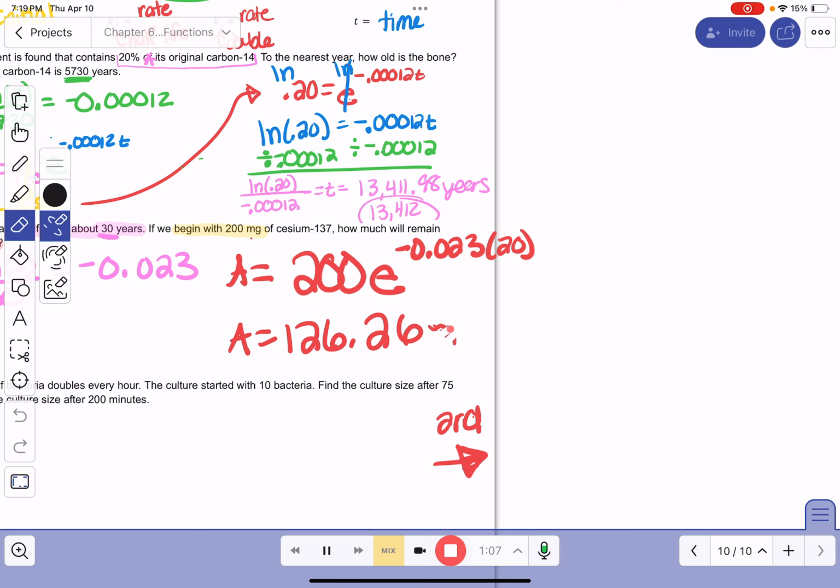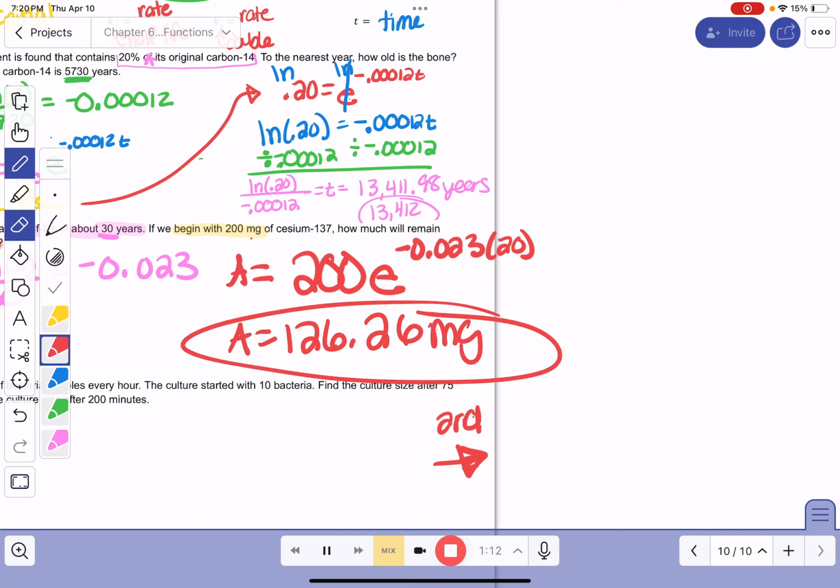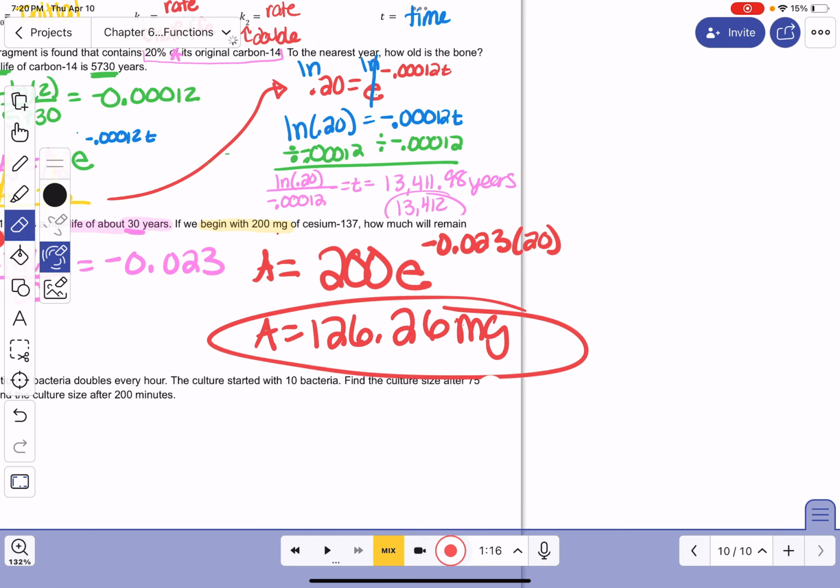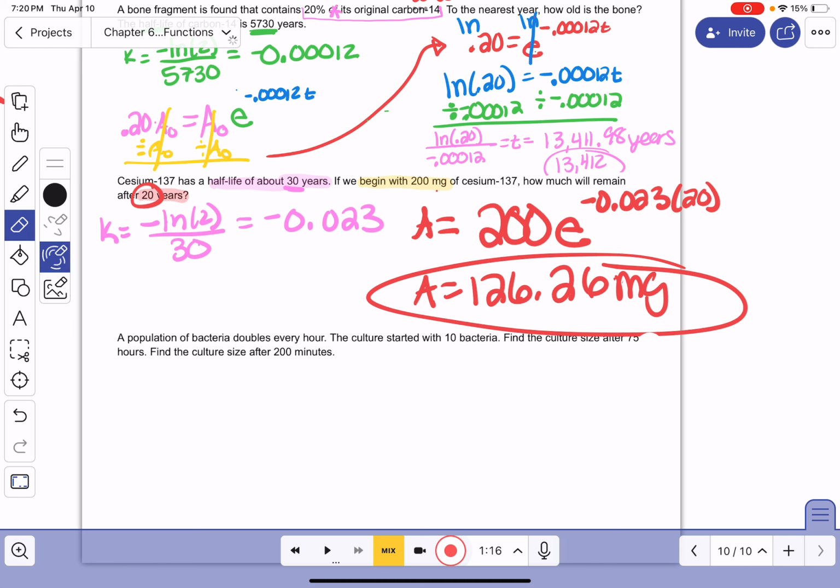Milligrams. So if they give you the year, you're just plugging stuff in. That's all that matters. Okay, let's do one more.